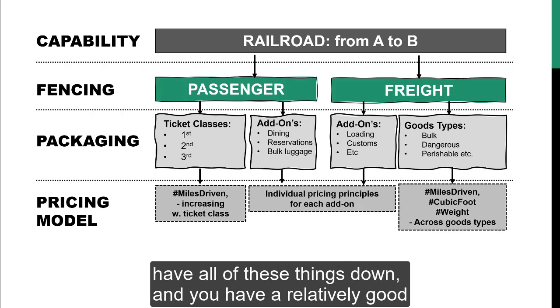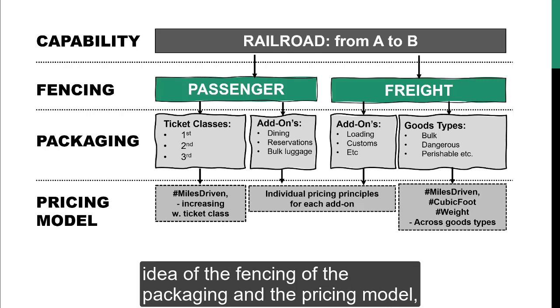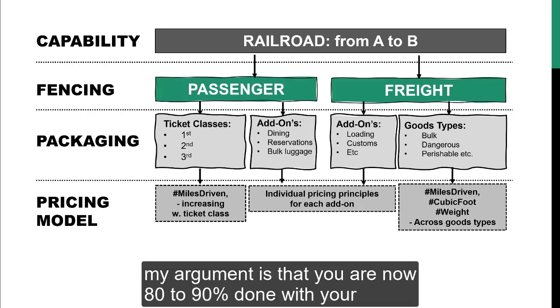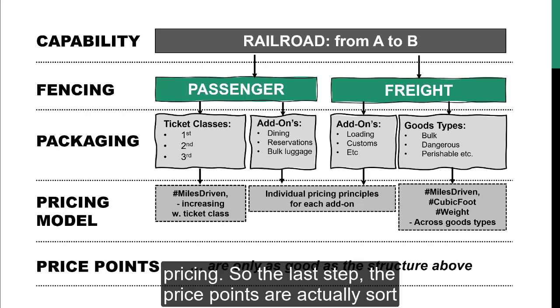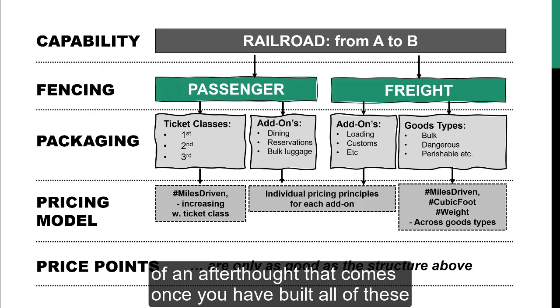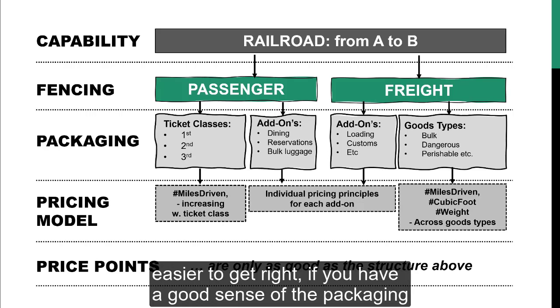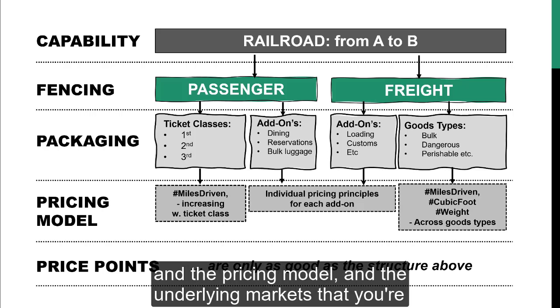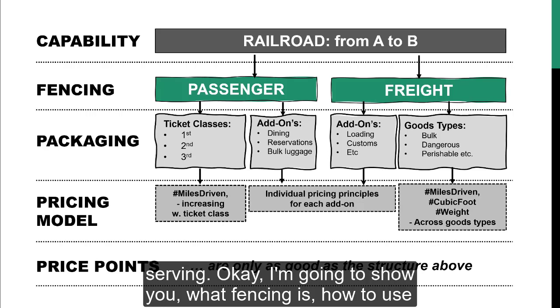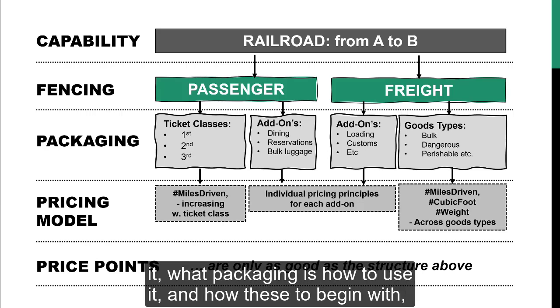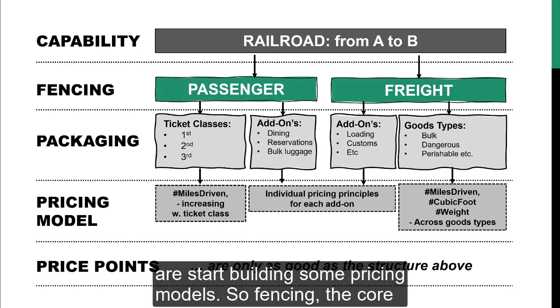If you have all of these things down and a relatively good idea of the fencing, the packaging, and the pricing model, my argument is that you are now 80 to 90% done with your pricing. The last step, the price points, is an afterthought that comes once you have built all of these things. They're also much easier to calibrate and get right if you have a good sense of the packaging, the pricing model, and the underlying markets that you're serving. I'm going to show you what fencing is, how to use it, what packaging is, how to use it, and how, at least to begin with, I start building some pricing models.